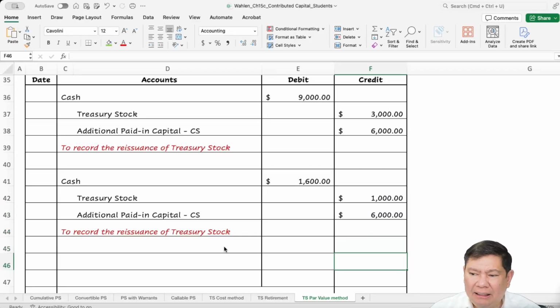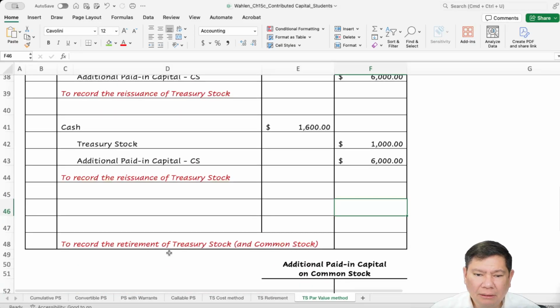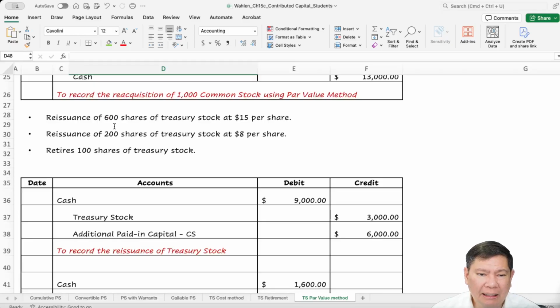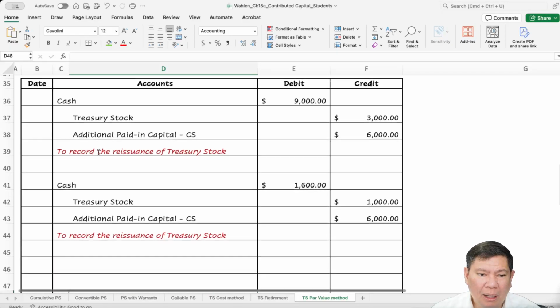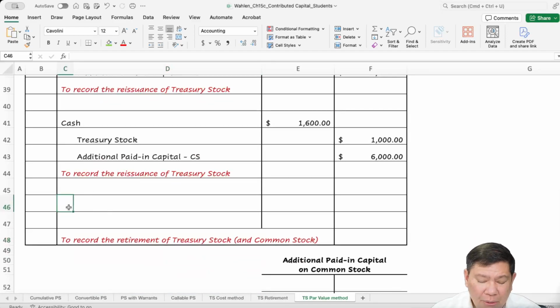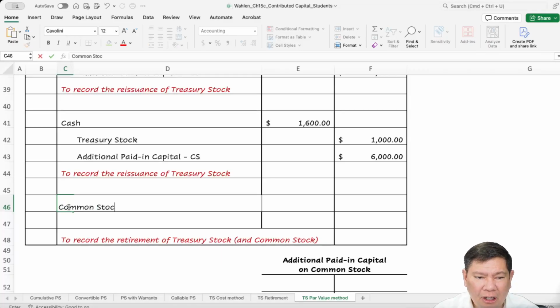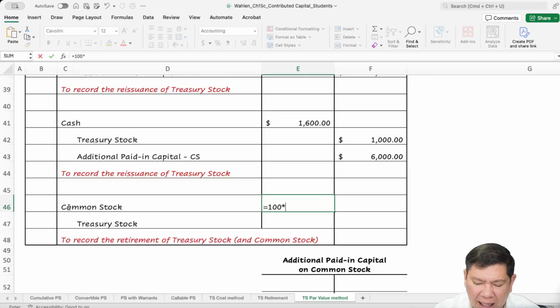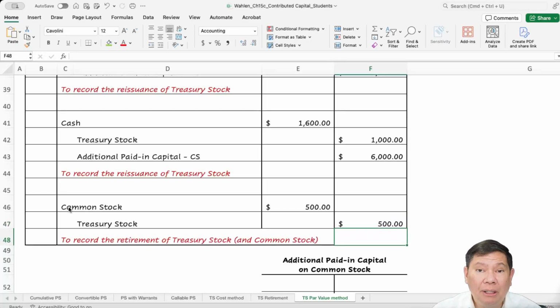Now the third transaction is for recording the retirement of treasury stock. So we have sold 800 and then we're going to retire 100. Because they're both using par value, we just need to retire the common stock and we have to reduce the treasury stock. They're both at $5, so 100 times 5 and 100 times 5. That's how we do it with the par value method.